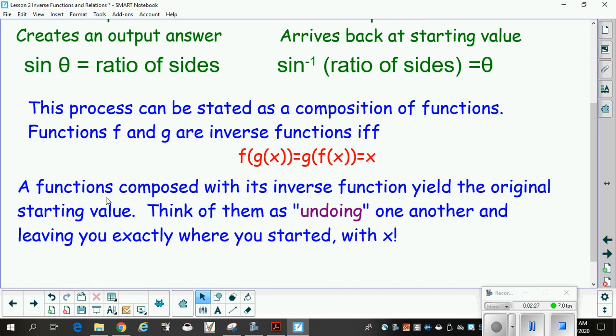This process can be stated as a composition of functions. Functions f and g are inverses if and only if. That is not a misspelling. IFF is if and only if. f of g of x is equal to g of f of x equals x. A function composed with its inverse function yields the original starting value. Think of them as doing and undoing one another, leaving you exactly where you started with x. Okay?